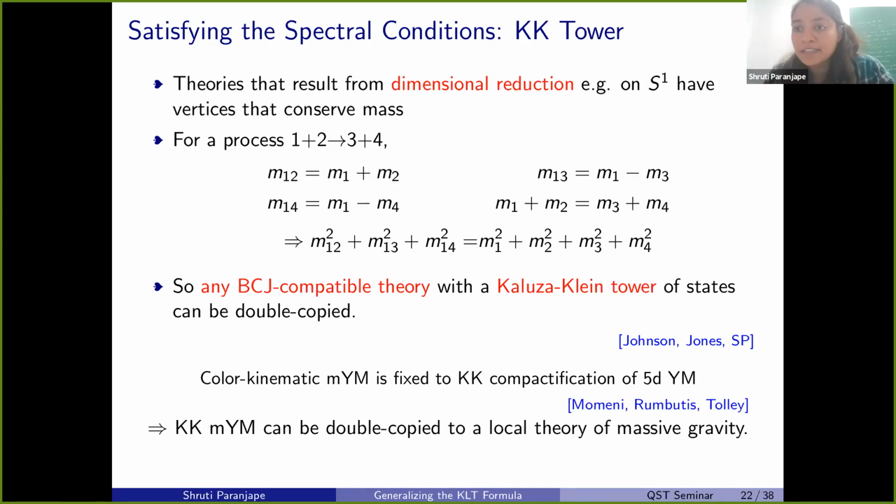Yeah, but for the simplest case where you just compactify on an S1, I assume that if you have any other toroidal situation, like S1 times S1, then it would probably work. But in the simplest case where it's just S1, your vertices will conserve KK numbers, so your masses will satisfy these linear relations, and then you can just square stuff and show that this relation holds. Got it. Okay. Thank you.